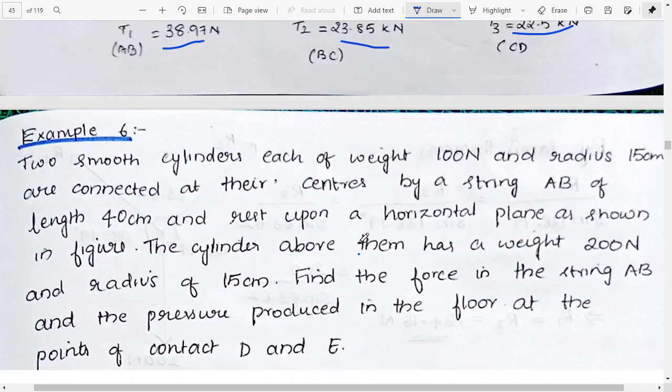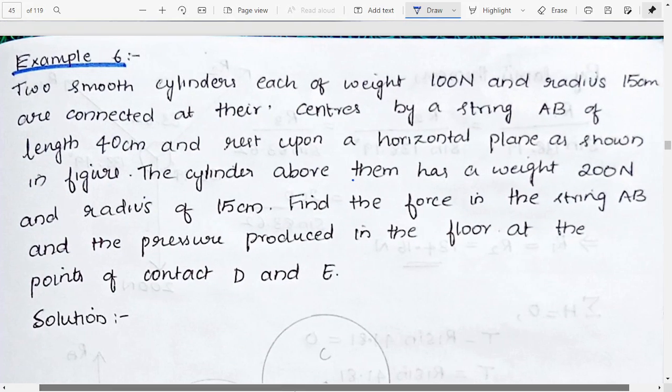Okay, now let us move to the sixth example. Two smooth cylinders, each of weight 100 Newton and radius 15 centimeter, are connected at their centers by a string AB of length 40 centimeter and rest upon a horizontal plane as shown in figure. The cylinder above them has a weight of 200 Newton and a radius of 15 centimeter. We need to find the force in the string AB.